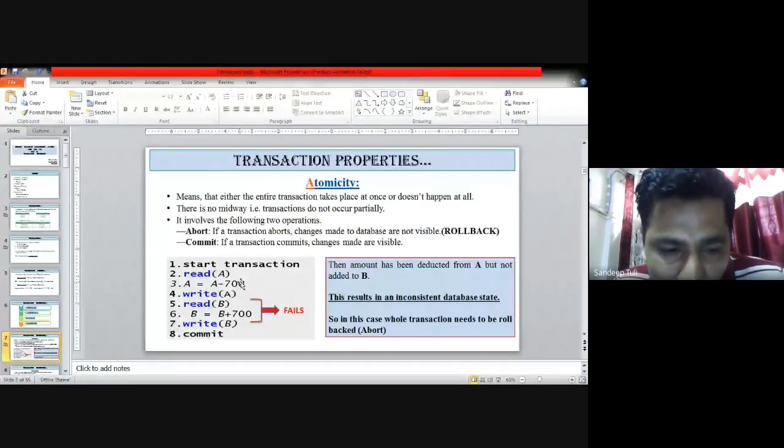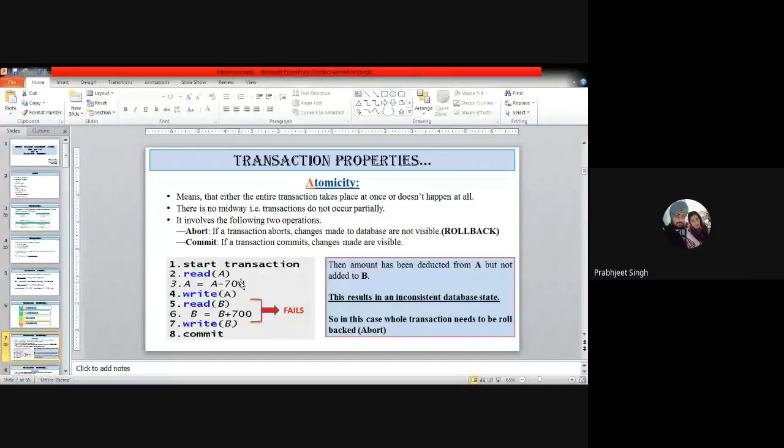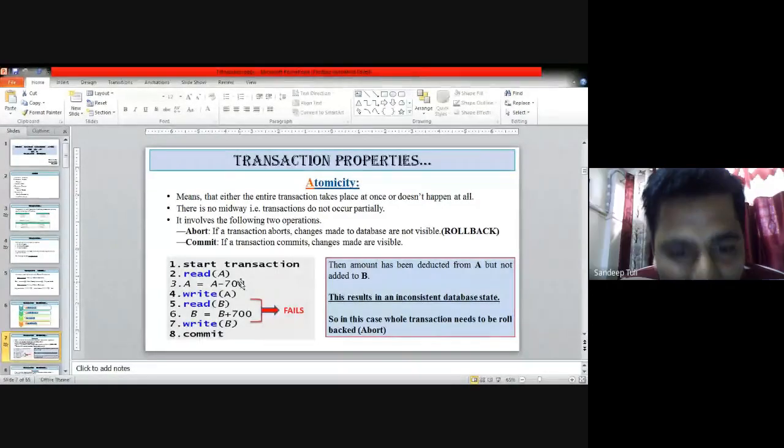Now suppose at that point the system fails and you are not able to get the money, but from your account the money has been debited. That is an inconsistent state. You have received a message that your account has been debited by 1000 rupees, but you have not got the money in your hand.